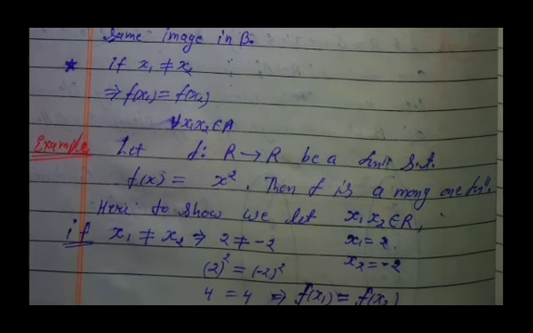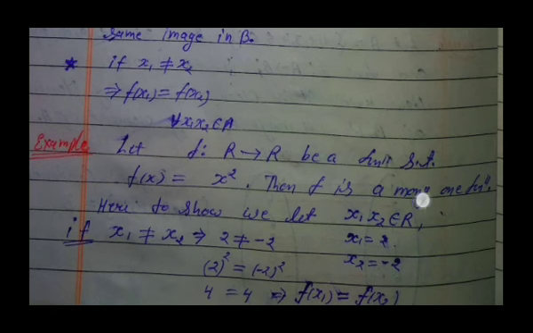For example, let f be a function from real to real such that f(x) is equal to x², then f is a many-one function. Here we show that x1, x2 belong to real numbers but are not equal. Here x1 is equal to 2 and x2 is equal to minus 2, but the square of 2 and minus 2 is equal to 4. It means the images of x1 and x2 are equal, then we can say that the function is many-one function.